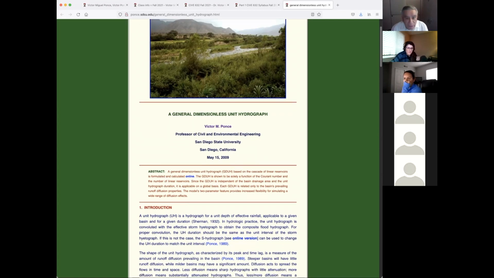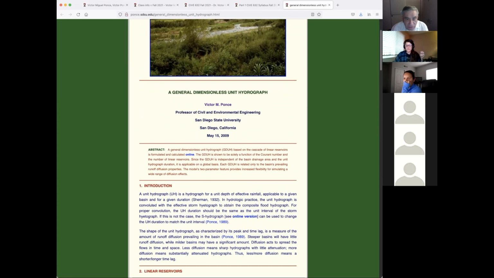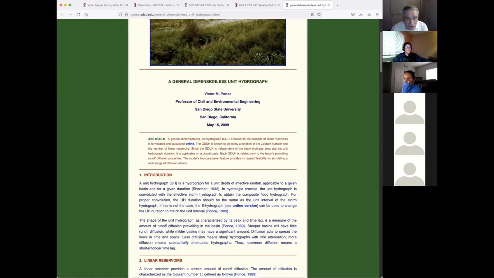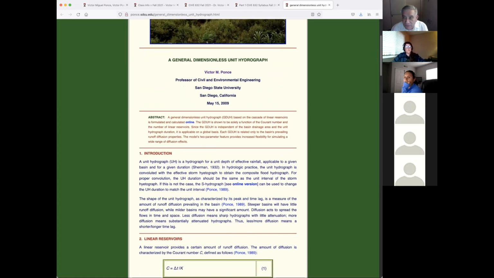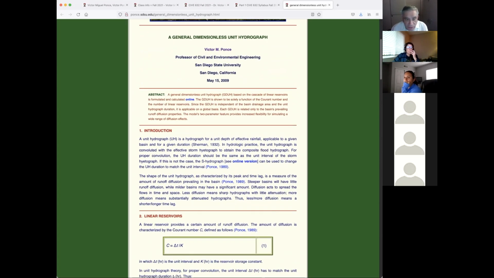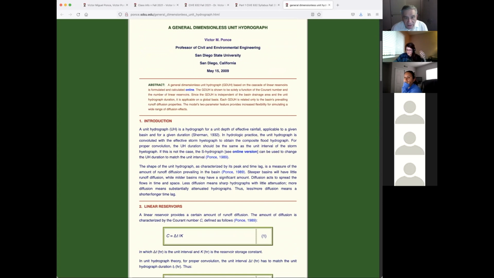I'm going to spend 20 minutes on this paper because we have other things to do. Okay, so this is a general dimensionless unit hydrograph. If you think it's fast, well, so be it. The material is there. Okay, so we have an introduction in here. A unit hydrograph is a hydrograph for a unit depth of effective rainfall, applicable to a given basin for a given duration.